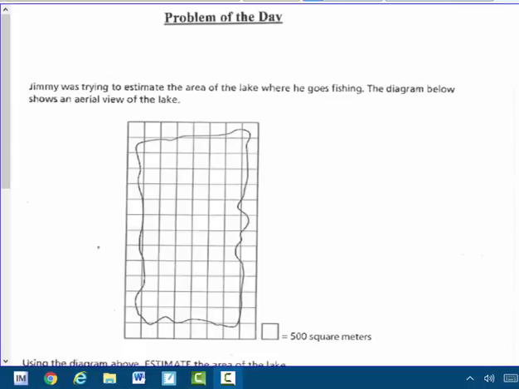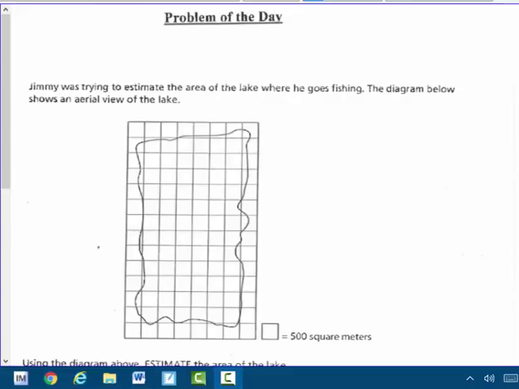Today's video starts on page 22 in your packets. It's a problem of the day. Jimmy was trying to estimate the area of the lake where he goes fishing. The diagram below shows an aerial view of that lake. Use the diagram above to estimate the area of the lake.